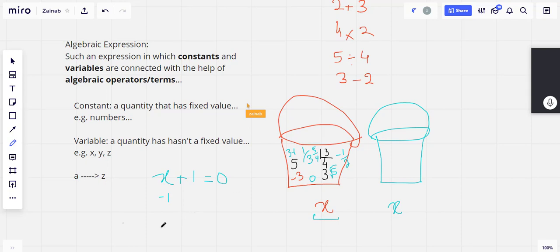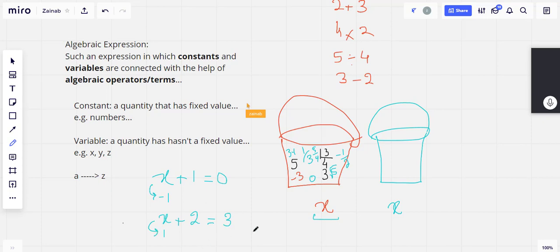So now let me write another equation in which it's the same x. So let's say this time it's x plus 2 equals 3. Now what should I add with 2 to get 3? 1. That's right. So here x has the value 1. See, now it's the same x. In the first equation it's -1, and in the second equation its value is 1.